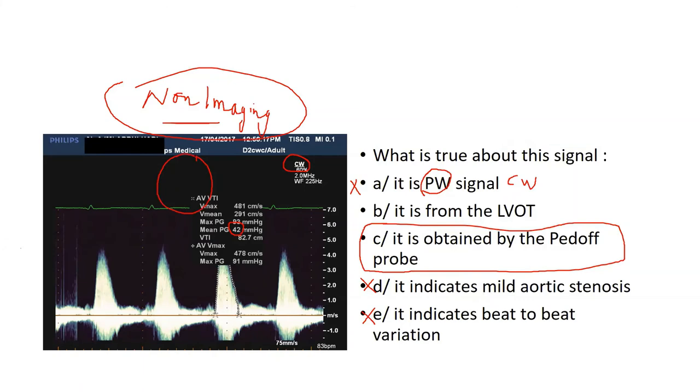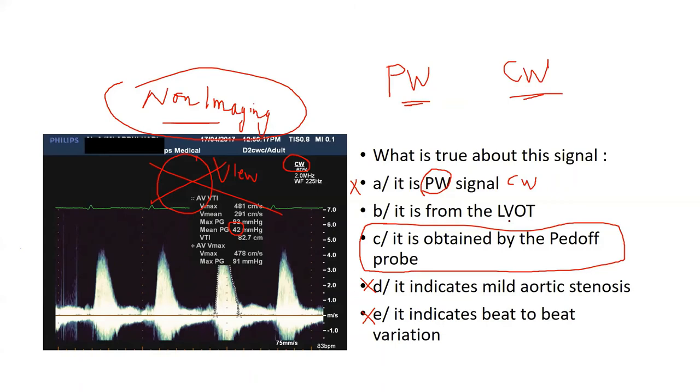The view, the 2D view from which you get this one. But the non-imaging, you are not going to see that view. That's why it's called non-imaging. It doesn't bring any 2D. It just focuses on the velocities. Okay? That's why it's non-imaging. Pair of probe.